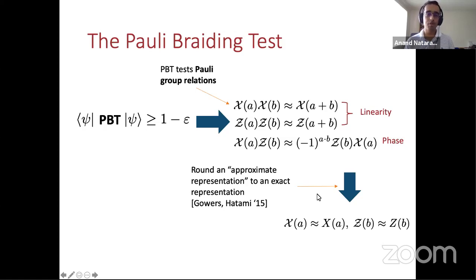But there's also a more general framework. In fact, this sort of thing can be done for any finite group, and this is shown by Gowers and Hatami. So in general, when you have an approximate representation in a certain sense, you can round it to an exact representation.